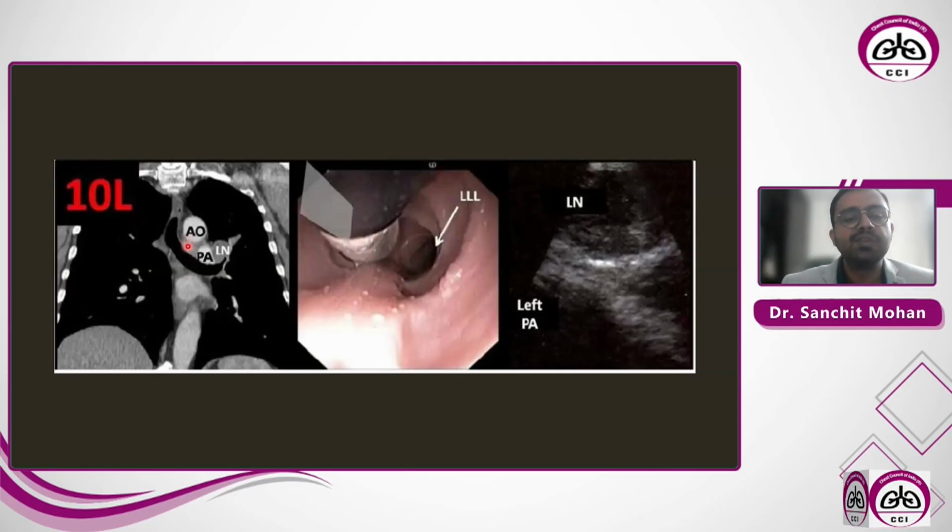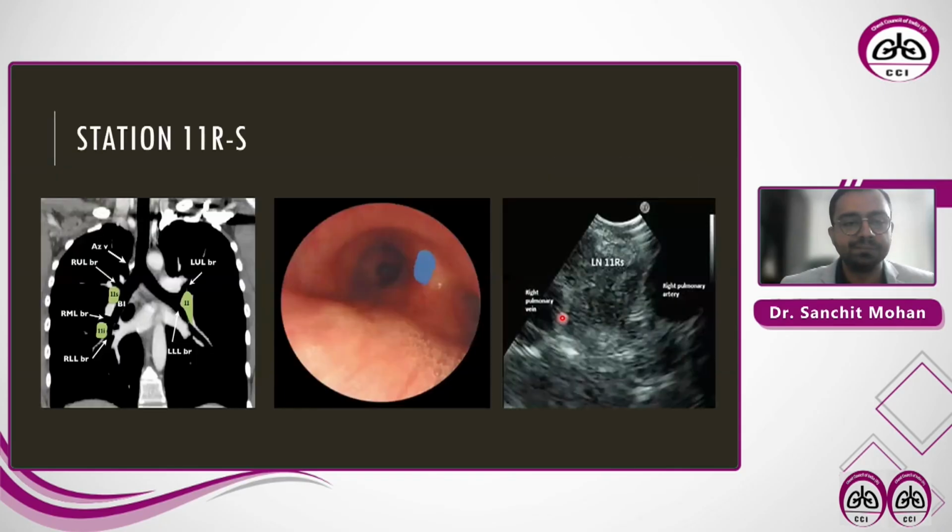So just when you start screening from the 4L lymph node, you see the 4L lymph node, you see the pulmonary artery, you keep pushing your scope distally until you see the pulmonary artery and a lymph node, before entering into the left upper lobe bronchus. Just before the entrance to the left upper lobe bronchus, you'll be able to appreciate the lymph node and the pulmonary artery. This is the lymph node, and this is the pulmonary artery. So the lower boundary of the 10L lymph node is the opening of the left upper lobe bronchus.